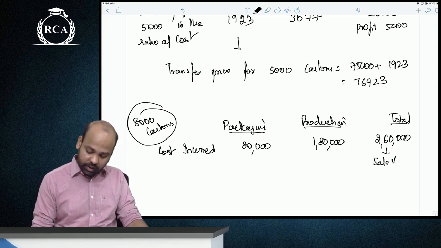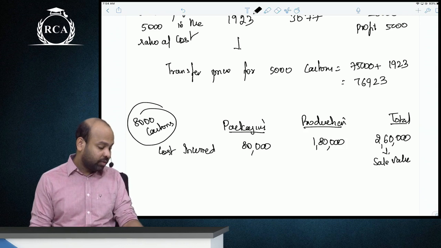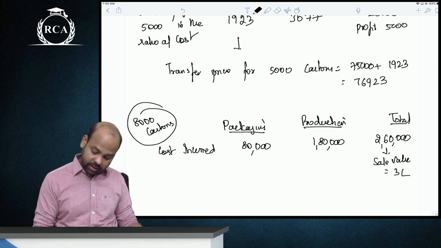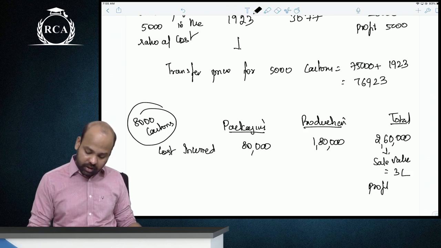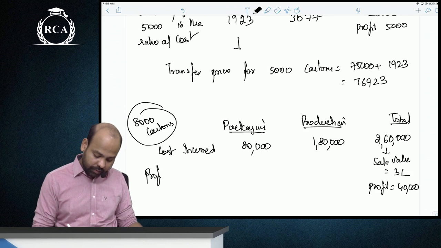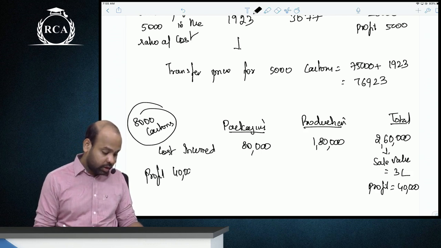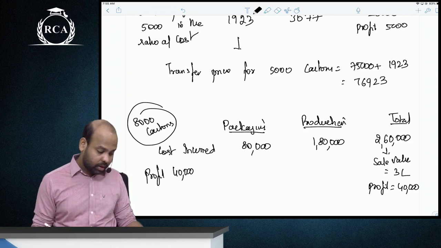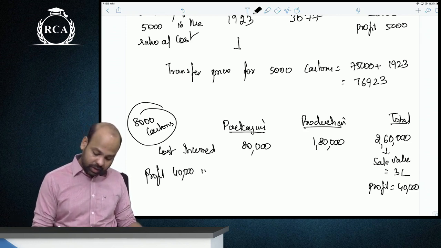The sale value is 3 lakhs, against the cost of 2,60,000. So the overall profit that the company would make here is 40,000. You will have to divide this 40,000 in the ratio of cost, that is, in the ratio of 80 is to 180.